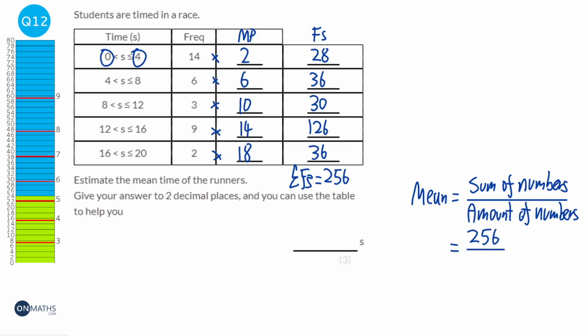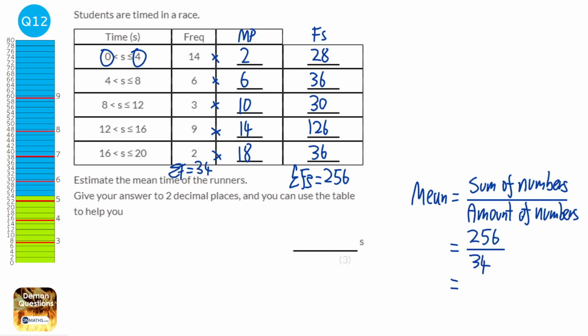And we need to find out how many numbers there are. Well, the frequency column will tell us how many numbers there are. So we're just going to add all of those up together. So we're going to find the sum of the frequency, which is 14 plus 6 plus 3 plus 9 plus 2, which is 34.